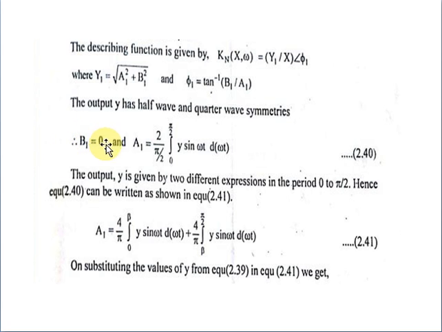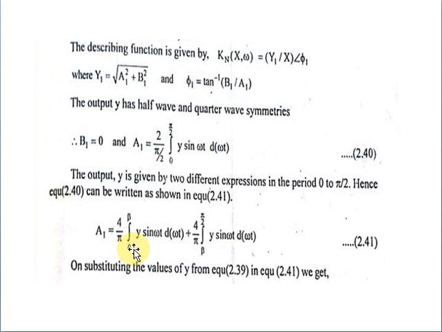Therefore, the equation of a1 becomes 4 by pi into integral 0 to beta. This 0 to pi by 2 range is split as 0 to beta and beta to pi by 2. That is 4 by pi into integral 0 to beta y sin omega t d omega t plus 4 by pi into integral beta to pi by 2 y sin omega t d omega t. It is split because the value of y for 0 to beta and beta to pi by 2 are different. So we integrate from 0 to beta and again from beta to pi by 2.